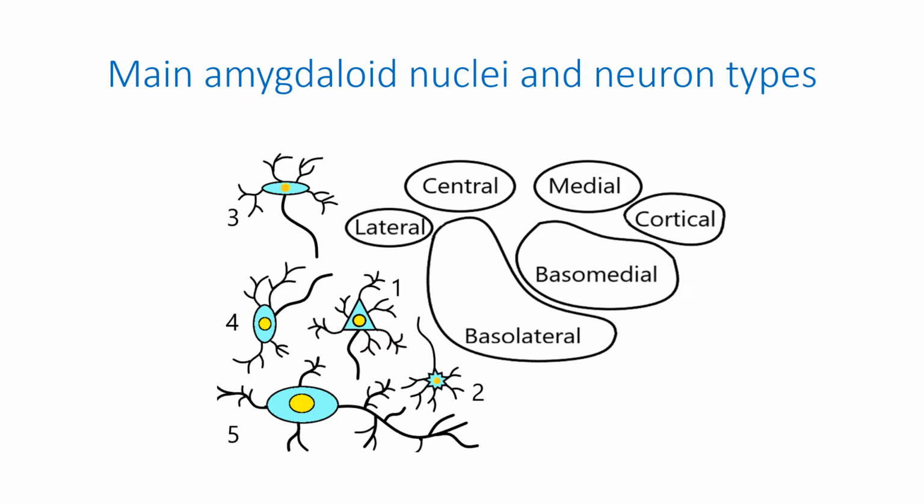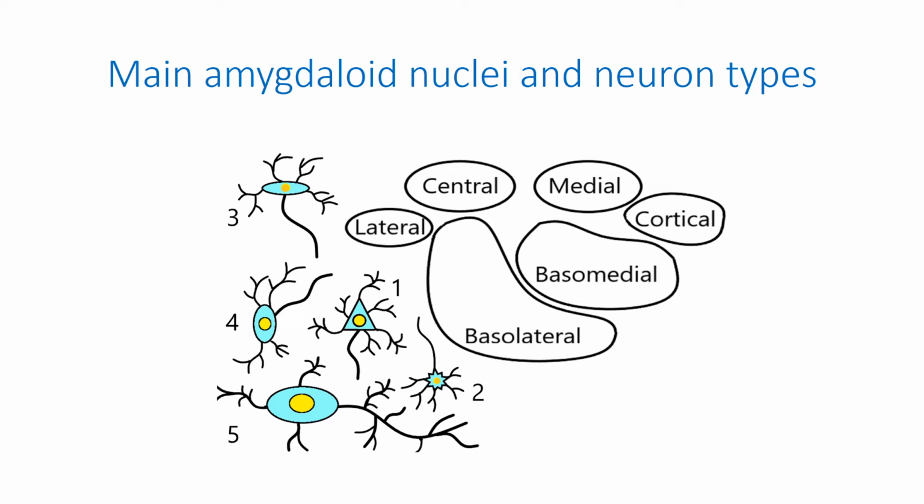Pyramidal-like cells, number 1, with 3 to 7 spiny dendrites. Small stellate cells, number 2, with 2 to 6 spiny dendrites. Medium-sized cells, number 3, that have an ovoid or fusiform soma and 3 to 5 spiny dendrites. Medium-sized ovoid cells, number 4, with spiny, largely bipolar dendritic trees. And large cells, number 5, with very long, thick spiny or aspiny dendrites that travel to other nuclei.